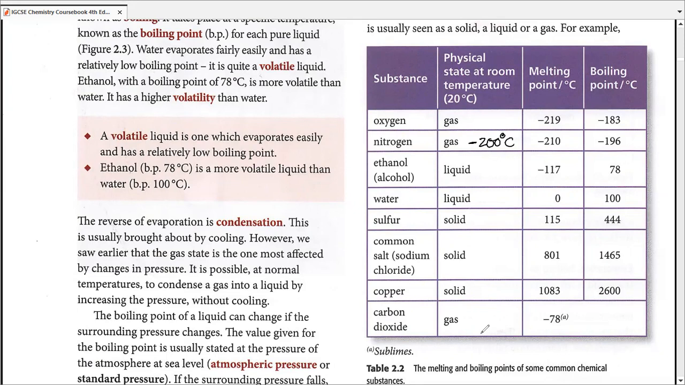It will be solid. Sorry? It will be solid. No, minus 200 is actually a bigger temperature than minus 210, but smaller than minus 196. So it's actually right in between these two. And if it's right in between these two, it must be a liquid at this temperature.